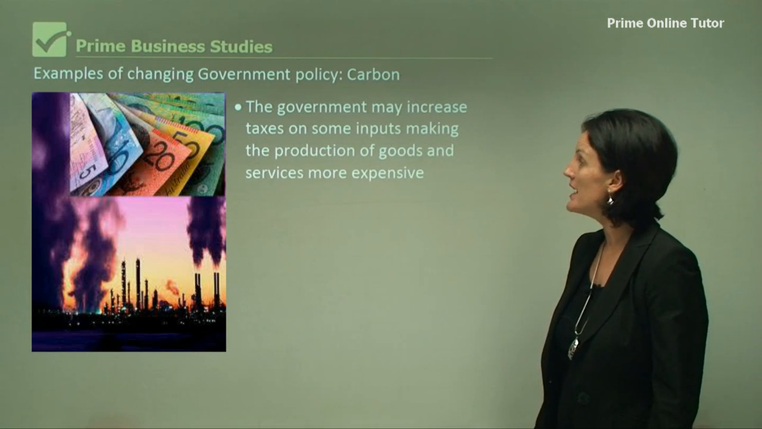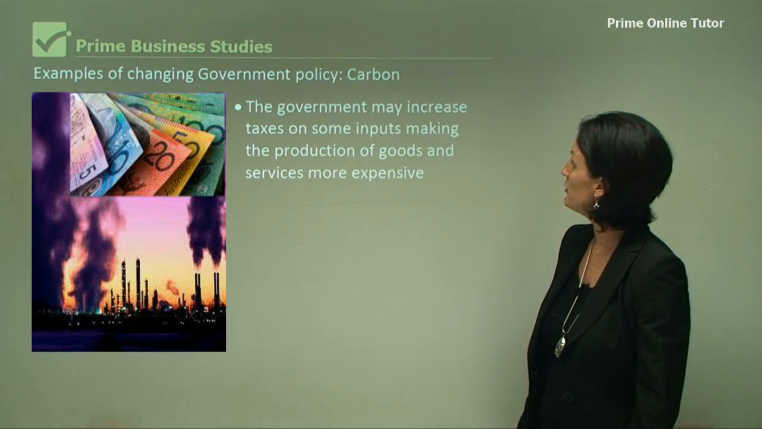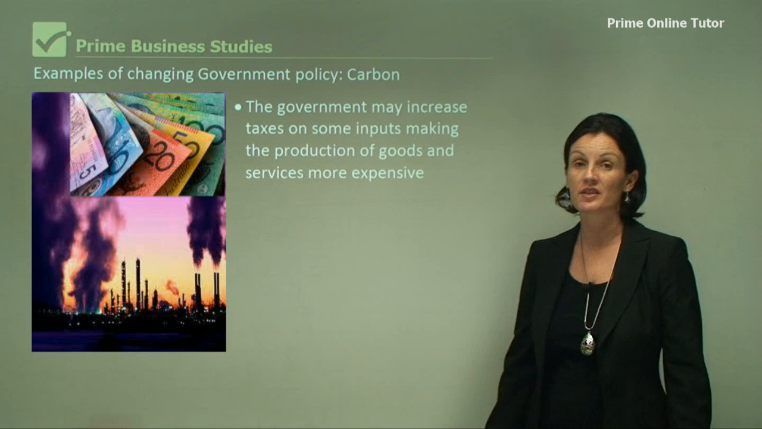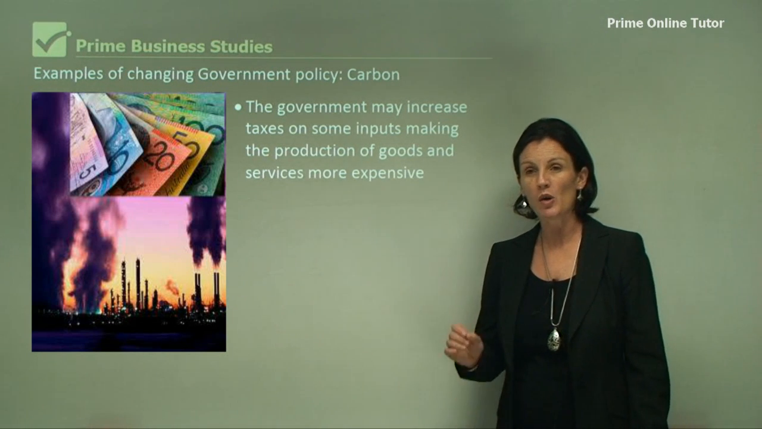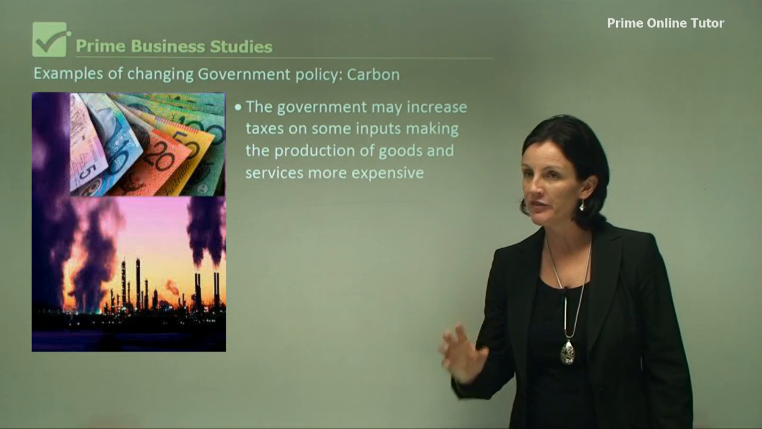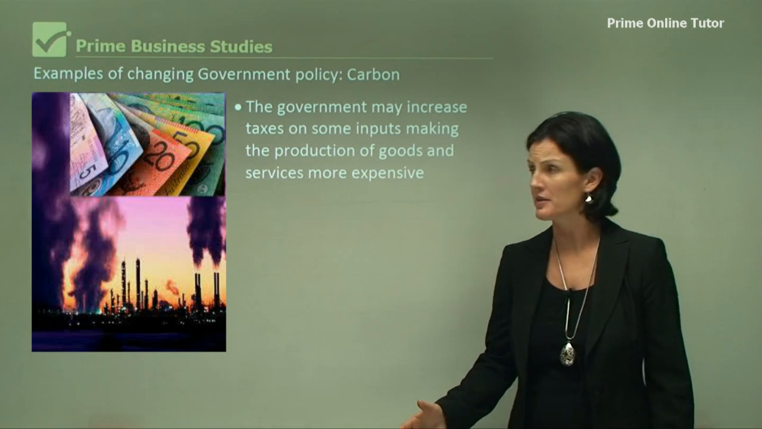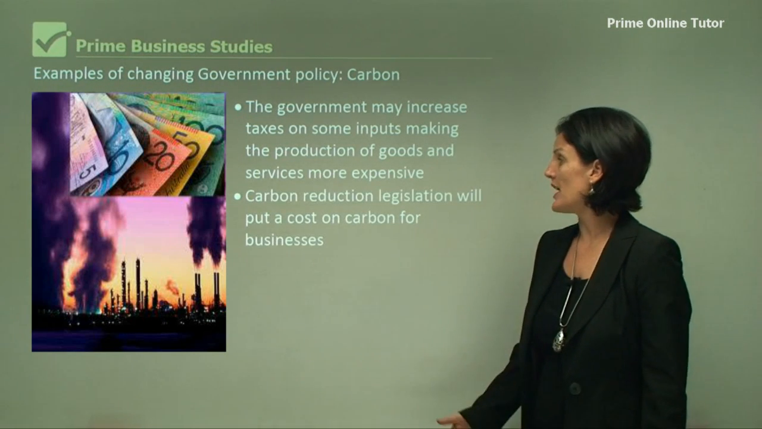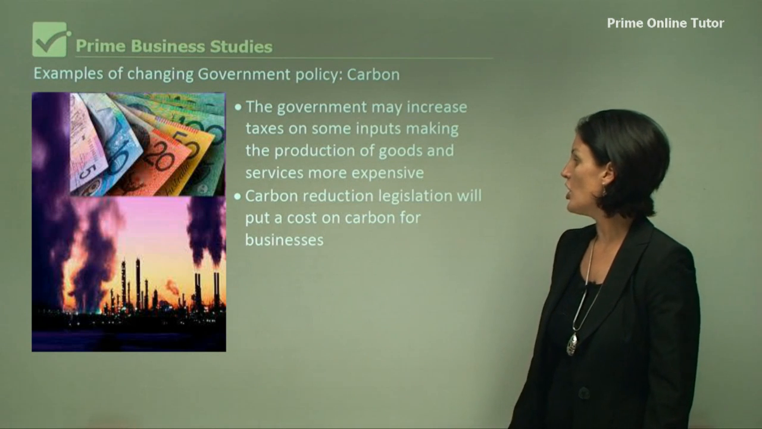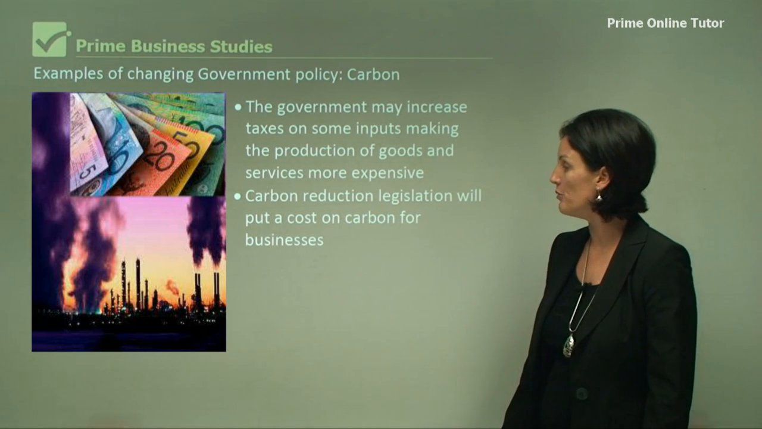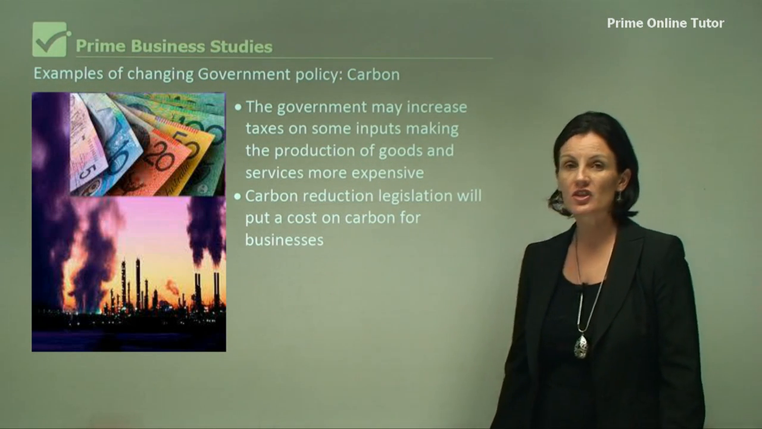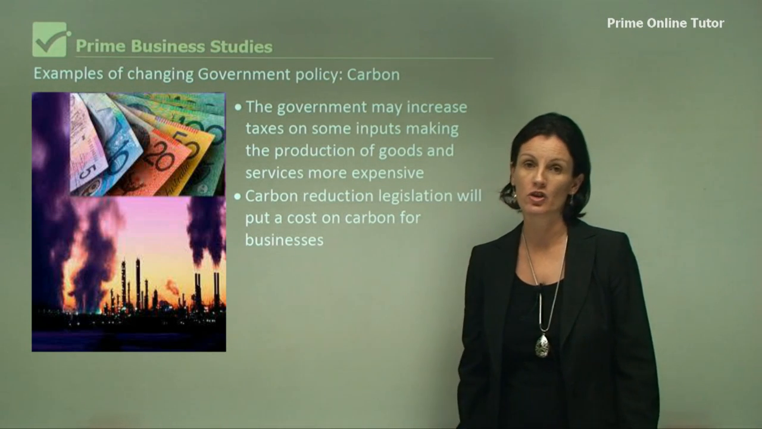The government may increase taxes on some inputs, making the production of goods and services more expensive. So the operations manager has to be very careful and watch closely what the government is going to do with taxes. For example, carbon reduction legislation will put a cost on carbon for businesses. This legislation has been highly controversial in Australia.